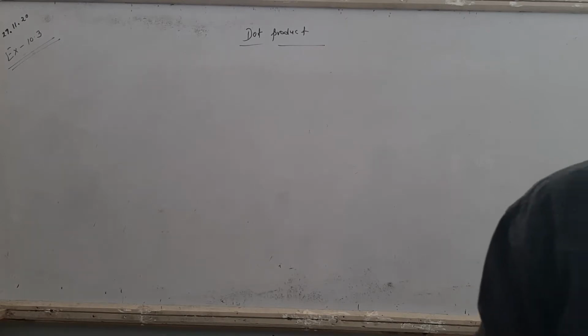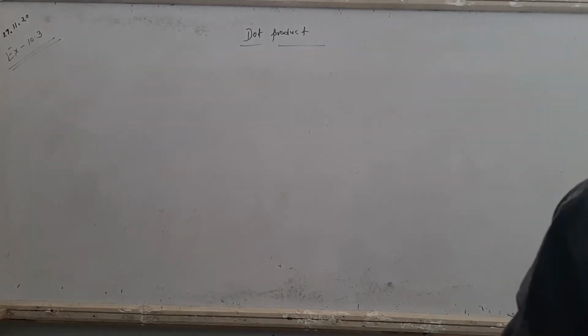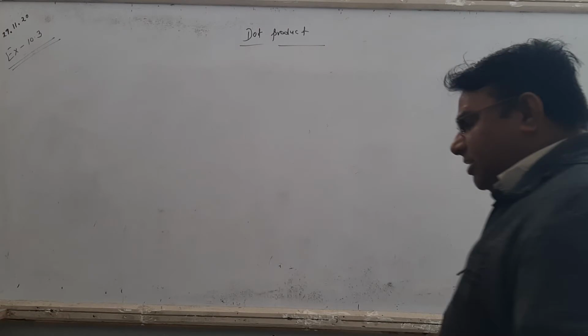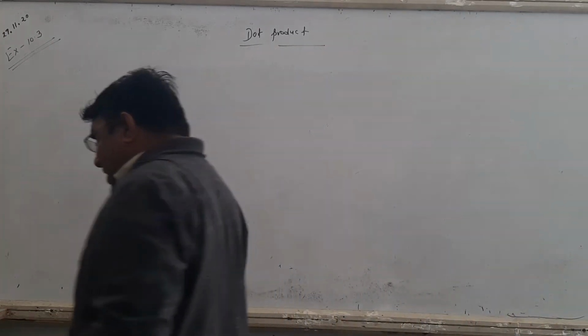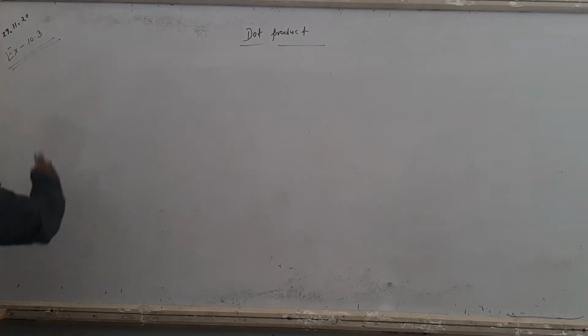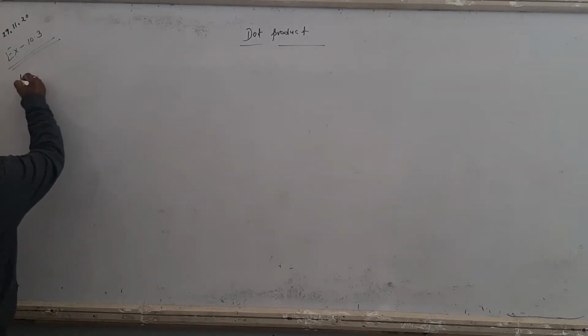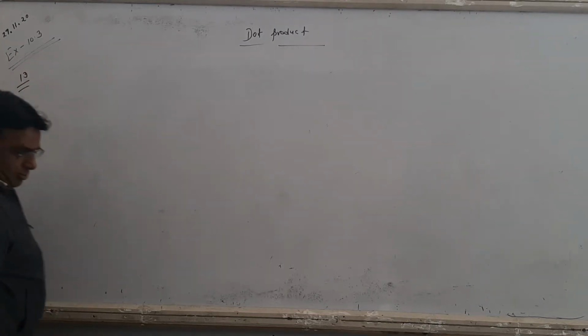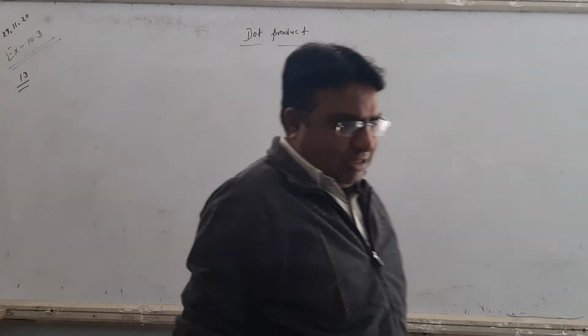Vector A, vector B, vector C are unit vectors, and such that A plus B plus C equals 0. Find the value of A dot B plus B dot C plus C dot A. First thing, given is that vector A, vector B and vector C are unit vectors. So first thing is, what is the meaning of unit vector?